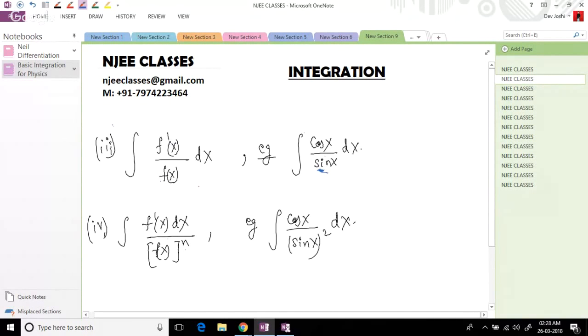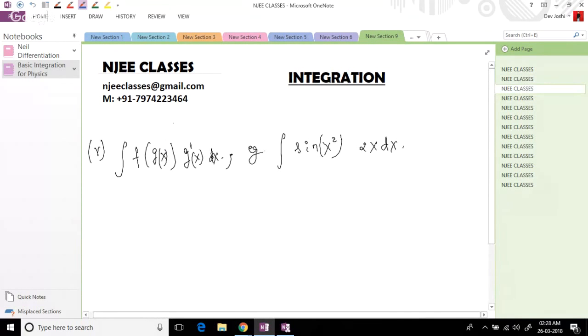Again, denominator function to the power of something multiplied by differentiation, like cos x upon sin x whole square dx. If I take sin x as my function, then cos x dx is its differentiation. Next format: if my function is inside another function, suppose f of g(x), multiplied by g dash x. So I'm having a function inside another function, and in multiplication I'm having its differentiation, like this example: integral of sin x square multiplied by 2x dx. If I take my function to be x square, the differentiation will be 2x dx.